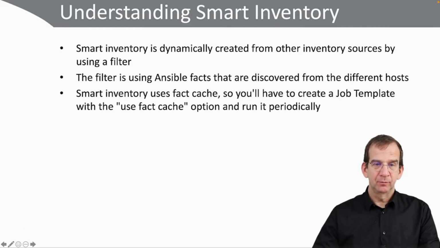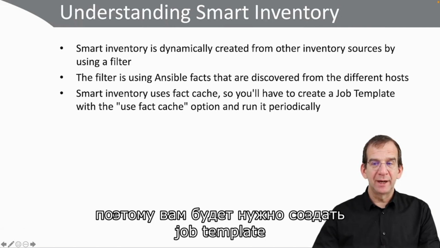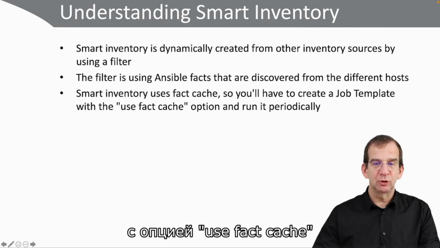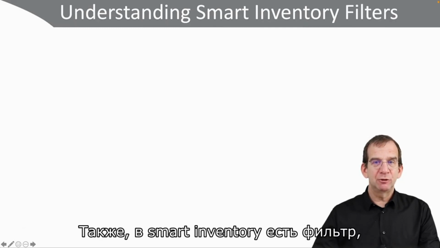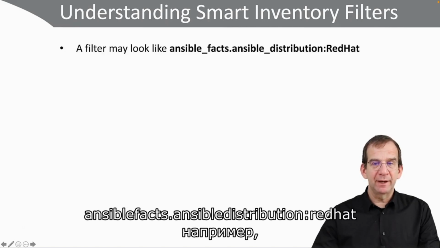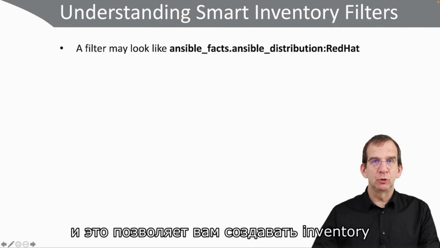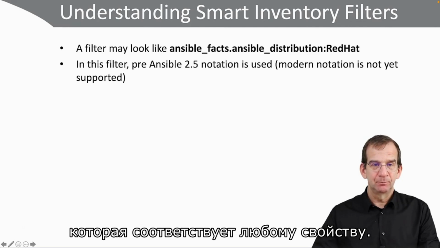based on that. Smart Inventory uses fact cache, so you will have to create a job template with the use fact cache option and run this template periodically. Now in Smart Inventory, there's a filter. And the filter may look like ansible_facts.ansible_distribution:RedHat, for instance. And that allows you to create an inventory that matches any property.